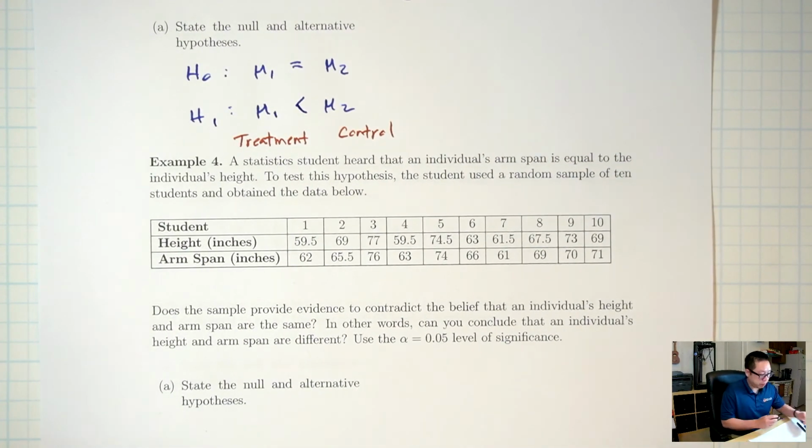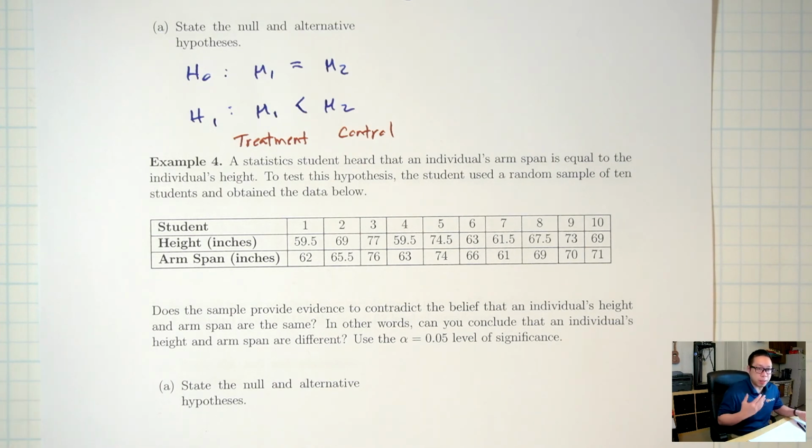Example 4. A statistics student heard that an individual's arm span is equal to the individual's height. To test this hypothesis, the student used a random sample of 10 students and obtained the data below. Does the sample provide evidence to contradict the belief that an individual's height and arm span are the same? In other words, can you conclude that an individual's height and arm span are different?